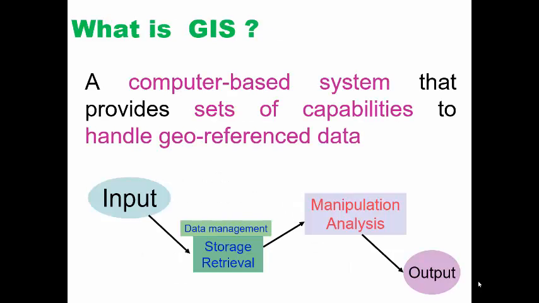Alright, let's see what is GIS. GIS is a computer-based system that provides a set of capabilities to handle georeferenced data. So the important phrases that you should remember in this definition are that it's a computer-based system that provides a set of tools or capabilities to handle georeferenced data. The important concept is that in GIS, data is considered as georeferenced. Let's look at what is georeference. Georeference means any object on this earth has a unique address.